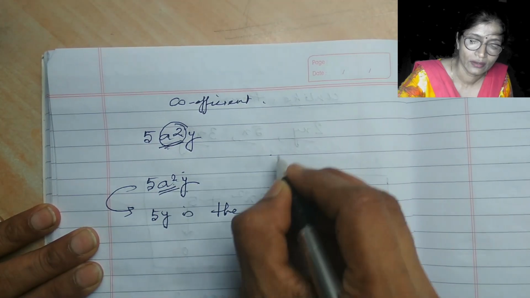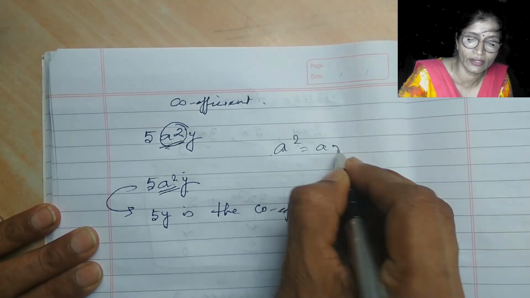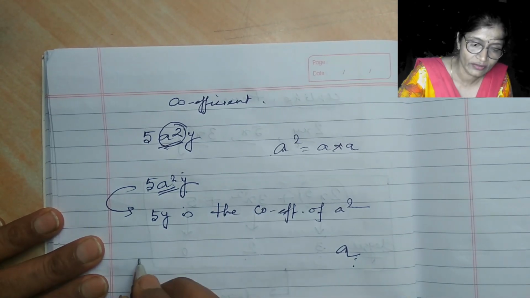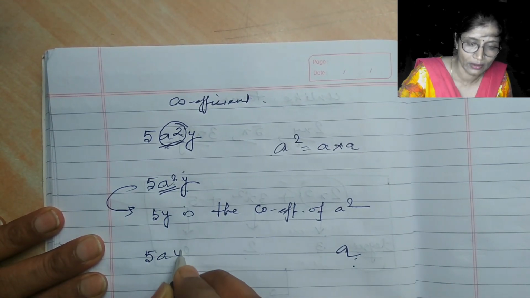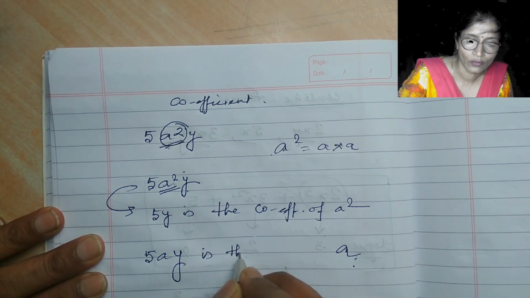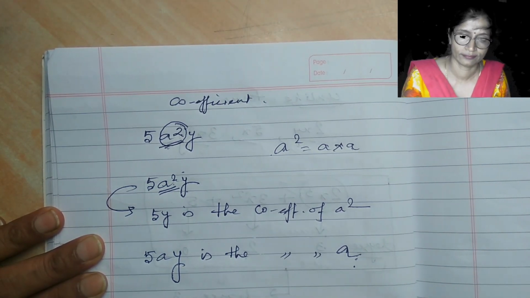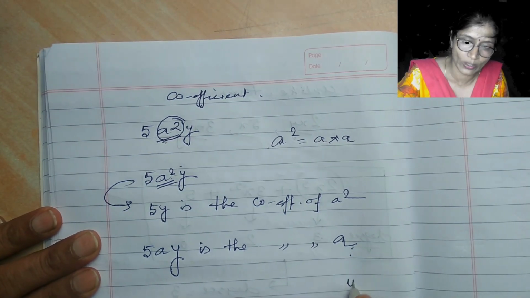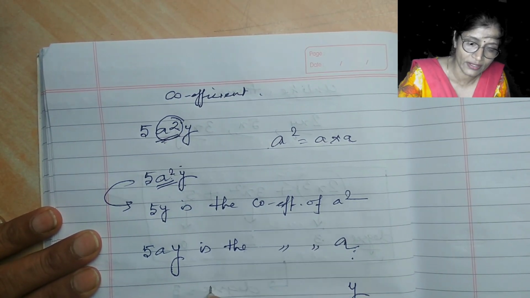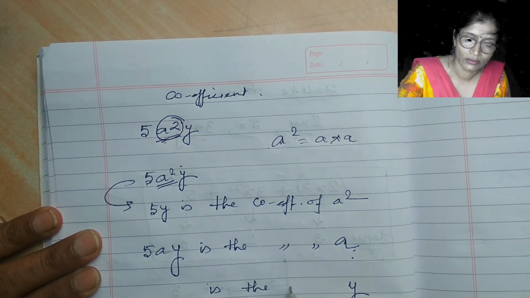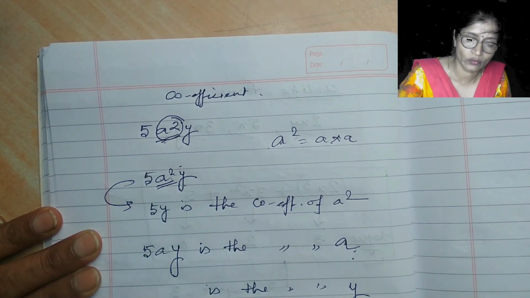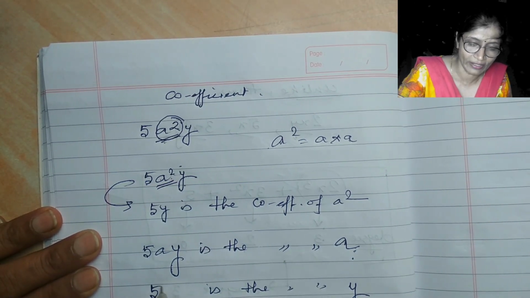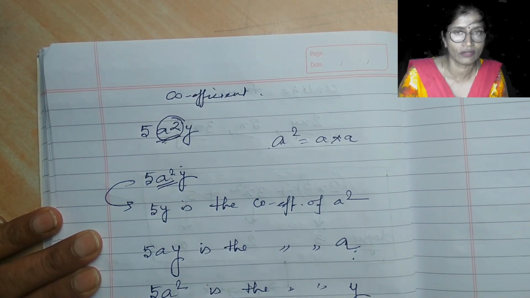A square is equal to a into a, and one a is used up here. So what is left? 5ay is the coefficient of a. Now I want to find out what is the coefficient of y. Suppose y. What will be the coefficient of y? After leaving y, what is left? 5a square. So 5a square is the coefficient of y.